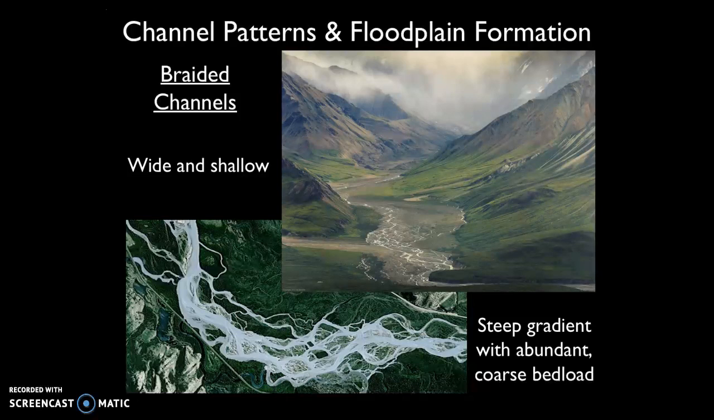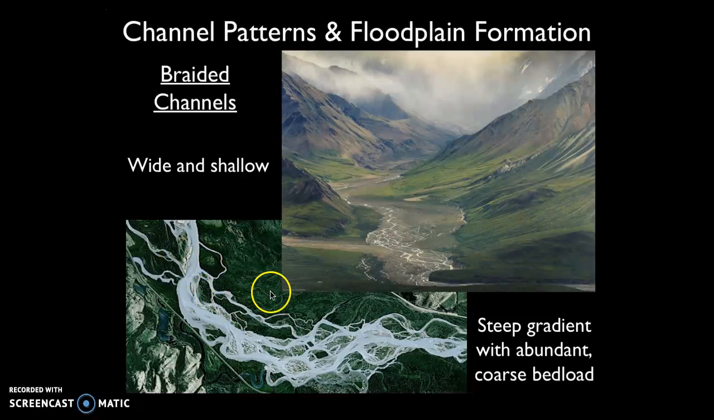So you see two examples here. They're called braided streams because they have many channels that they take, all leading to the same overall direction, but they have many different channels that kind of intertwine, leaving these bars in between. These bars are basically deposits that have been deposited by that same stream, I should say, in different years.